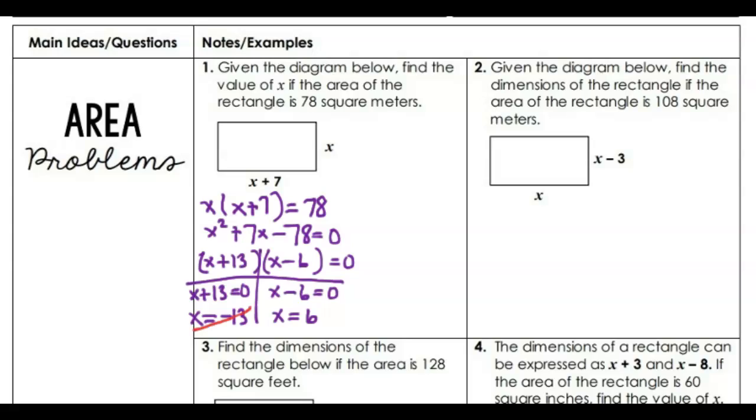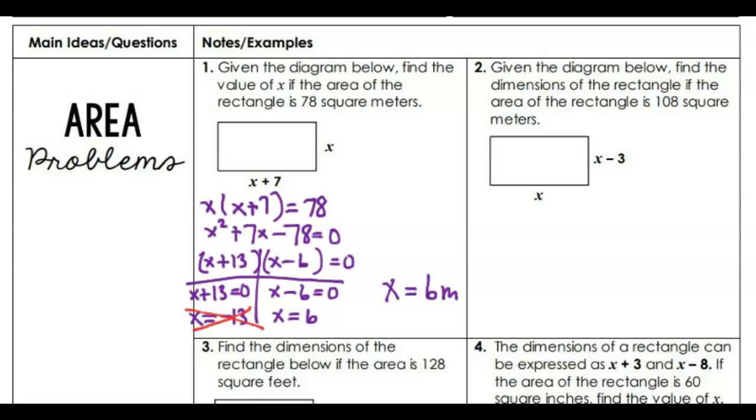Now that doesn't make any sense because we're not going to have a distance of a rectangle that's negative. So the only solution that is practical in this case would be positive 6. So that means that the side, or the value of x, is equal to 6 meters.